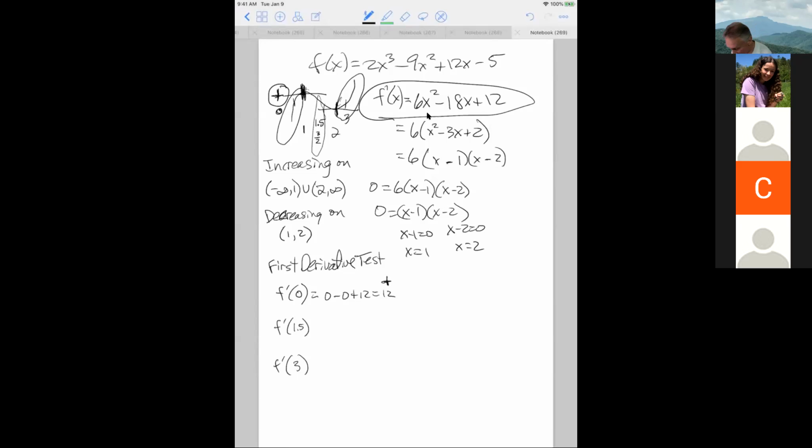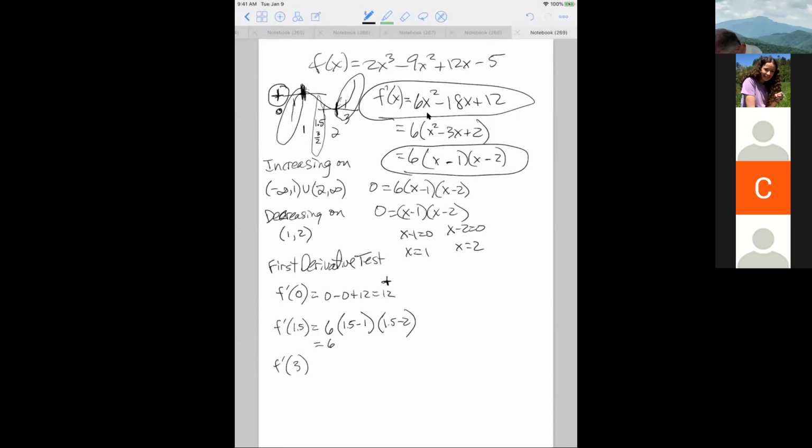What is it in between? 1.5. You can plug 1.5 into the function from the beginning, but look what I can also plug it in here. I've broken it apart. So the function is equal to 6 times (1.5 minus 1) times (1.5 minus 2). I don't even have to get the answer necessarily, but I do need to recognize the sign. My goal of the first derivative test is to figure out what the sign is. So I could multiply it out, but all I'm going to worry about is the plus or minus.